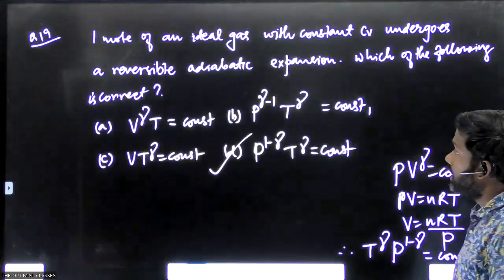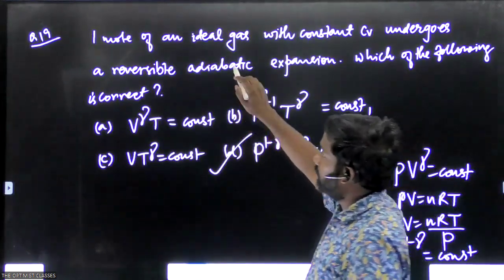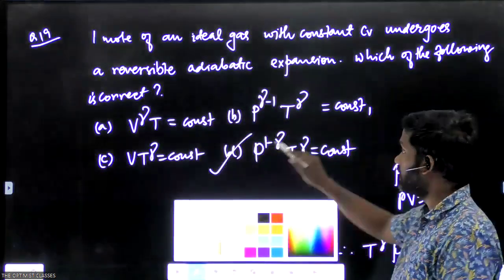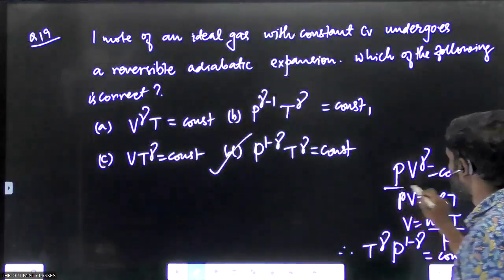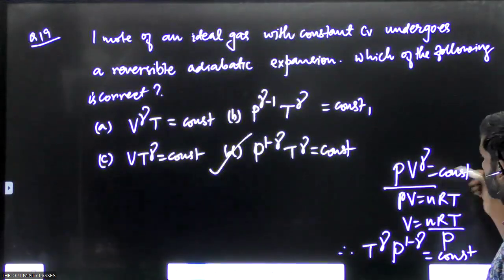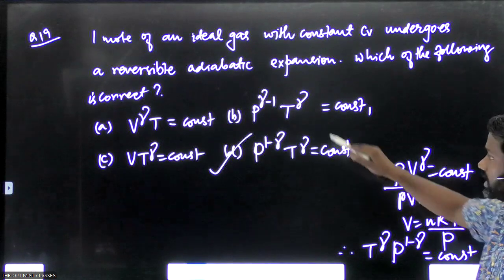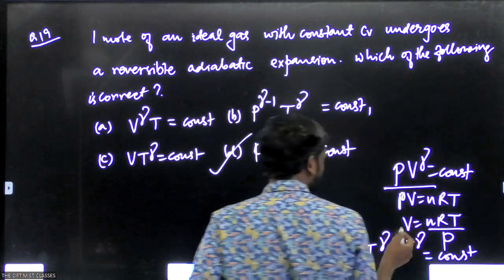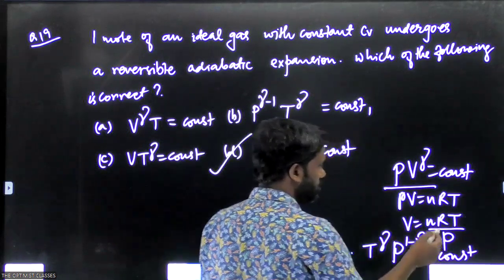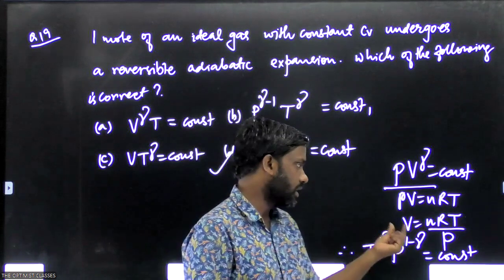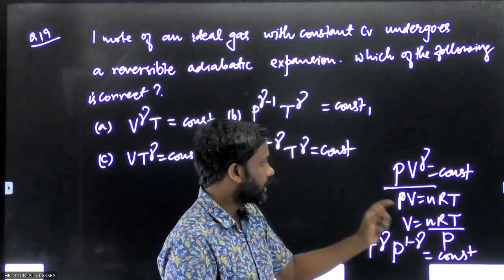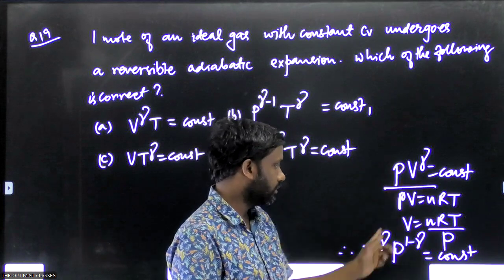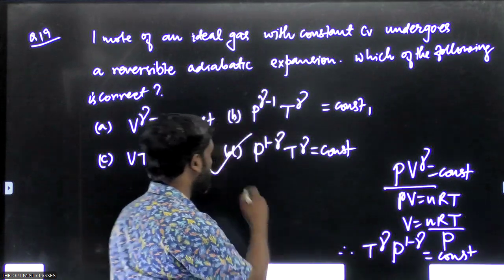Now, this is a question related to adiabatic expansion of an ideal gas. For adiabatic expansion, we know that PV to the power gamma is equal to a constant. Here the relations are between P and T, so we can just remove V from here. When you use the ideal gas equation and write V equal to nRT by P, and then put the value of V here, you get T to the power gamma here, and this is what you are going to get. So therefore, the correct option is D.